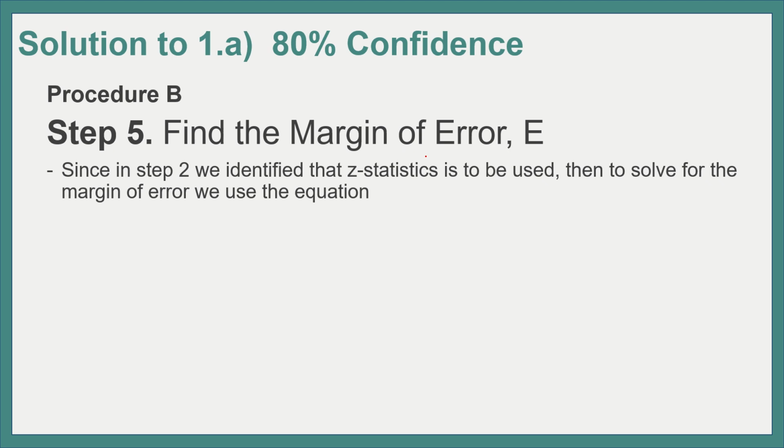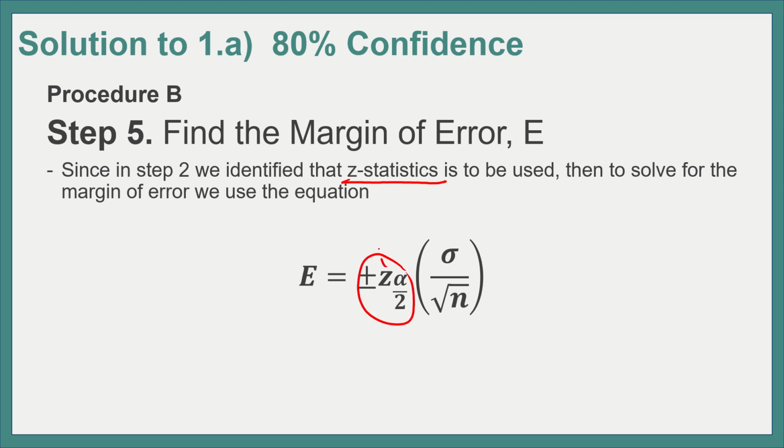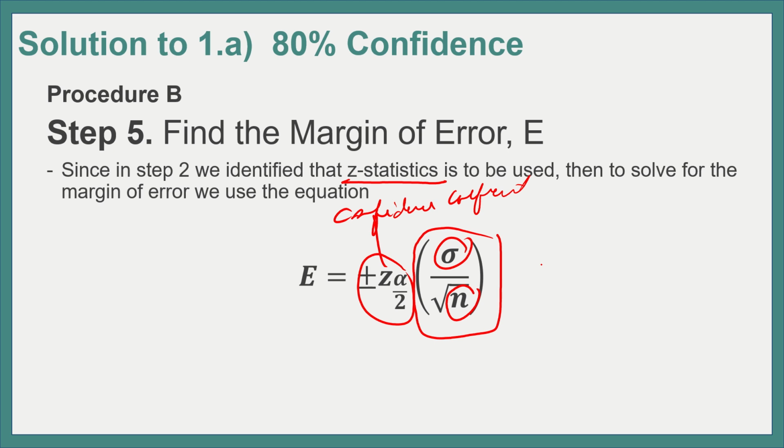Next step, so after finding the confidence coefficient, we can now solve for the margin of error. Since in step 2 we identified that the test statistic to be used is the Z-test, then to solve for the margin of error, we use this equation. Wherein this is our confidence coefficient, this is our population standard deviation, our sample size, and this term here is our standard error. So if the standard error is given, then you can just use standard error times the confidence coefficient.